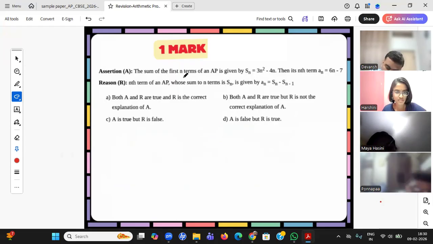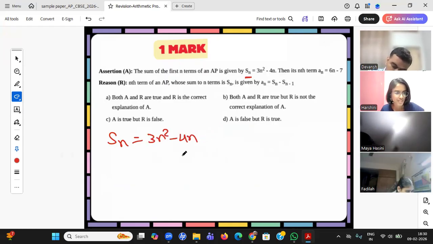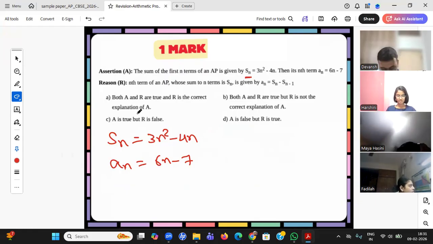The sum of first n terms of an AP. As he is saying first n terms, I can represent it by S of n. And it is already given S of n equal to 3n square minus 4n. Then the nth term, he has given A of n also, 6n minus 7. Nth term of an AP whose sum of n terms is given by. So first of all, you see the assertion. If S of n is this, can A of n be this? That is what the question assertion is. He is saying if S of n is this, A of n is this.